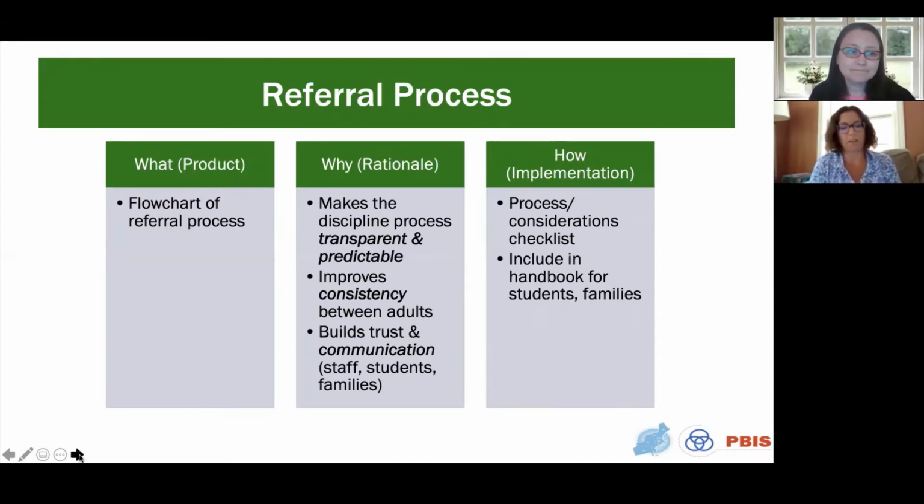Yeah, and it can be really hard to try to understand or envision what a behavior response flowchart looks like. So let's take a look at a few examples. Great idea.